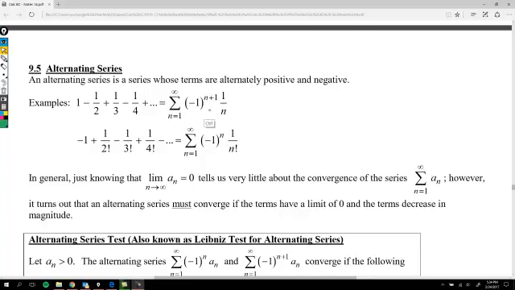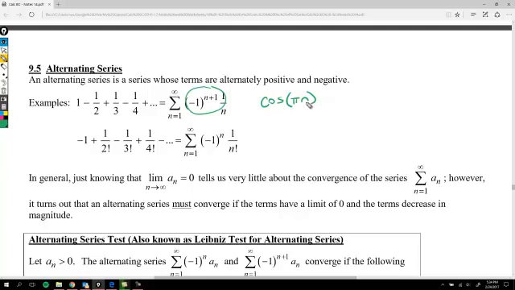Okay, now typically you'll be able to tell that it is alternating right away because of this right here. You'll have -1 to some power. But don't be confused if you also see something, for instance, like cosine of pi n. That will also give you an alternating series.